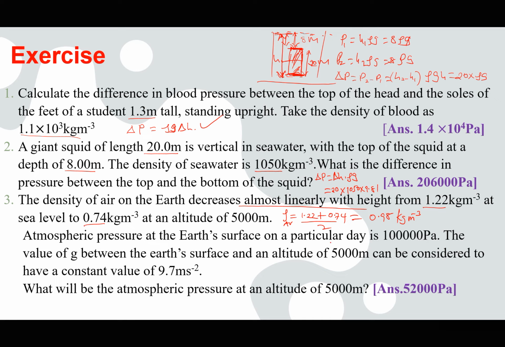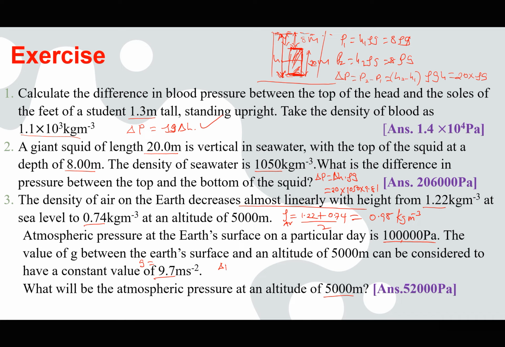Atmospheric pressure at the Earth's surface on a particular day is 100,000 pascals. The value of G between the Earth's surface and an altitude of 5,000 meters can be considered to have a constant value, so G is 9.7. What would be the atmospheric pressure at an altitude of 5,000 meters? So the pressure at sea level is this. If it is an altitude of 5,000 meters, how high have we gone? By what amount has the pressure decreased?